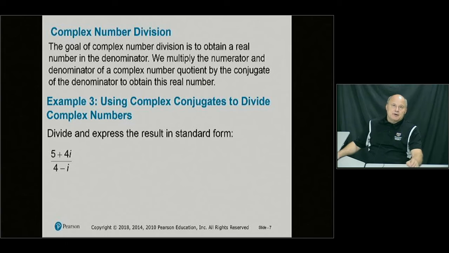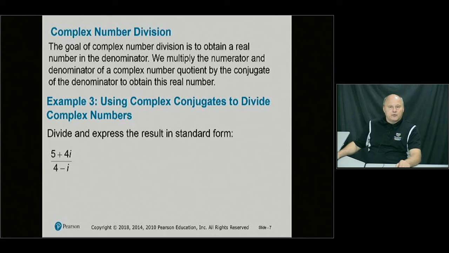But a lot of people don't know how to divide, and so what they'll do is they just divide the components, and that's the biggest mistake people make. You cannot divide 5 into 4. You cannot divide the 4i and the negative i individually. You can't just cancel out those things because they're not factors.